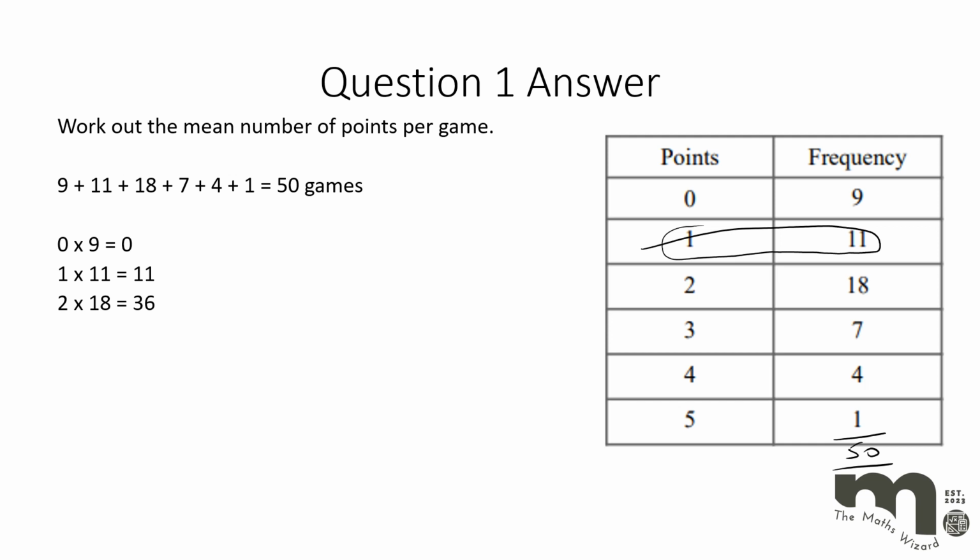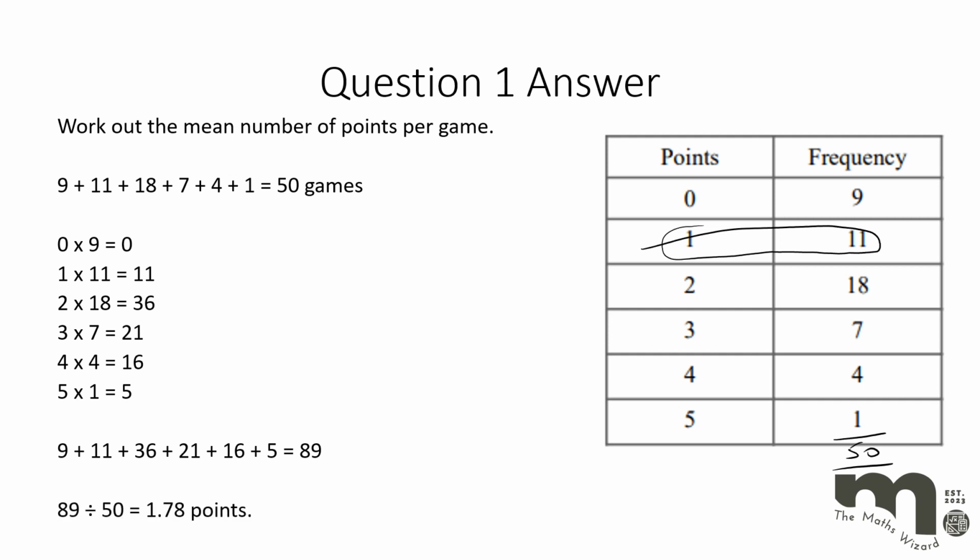We can do 2 times 18, which is 36. 3 7s are 21, 4 4s are 16, and 5 1s are 5. It's those numbers that we need to add together, the points times the frequency. When we add those together, we end up with 89. And if we do 89 divided by 50, you get 1.78 points. So the mean average points per game is 1.78.